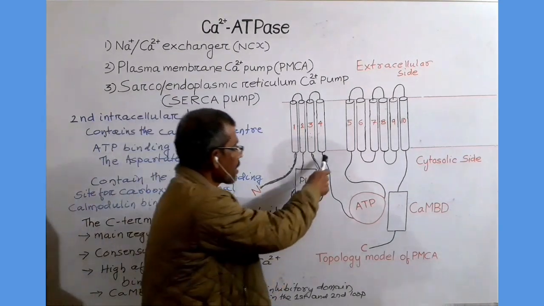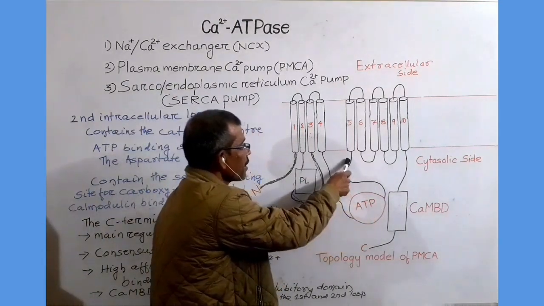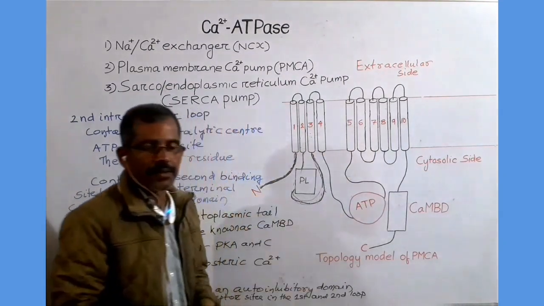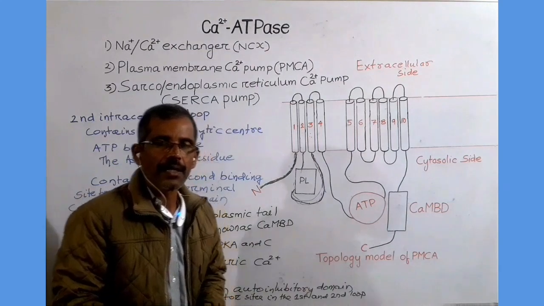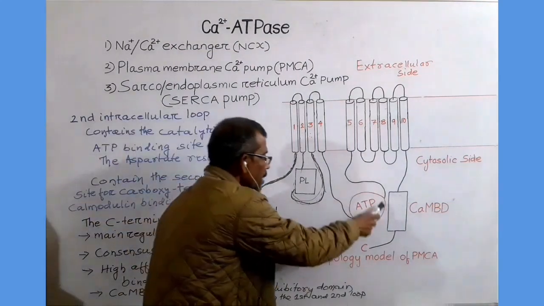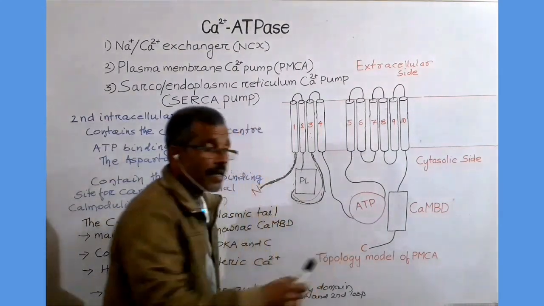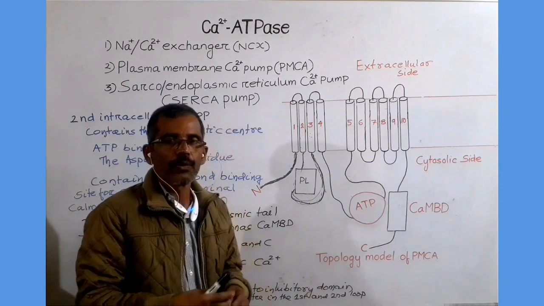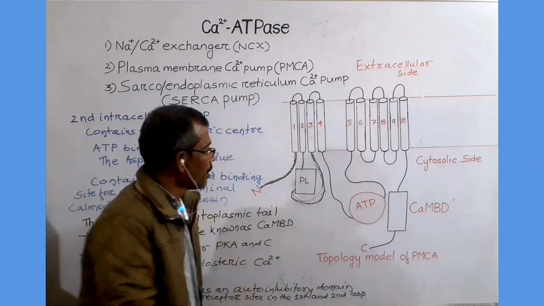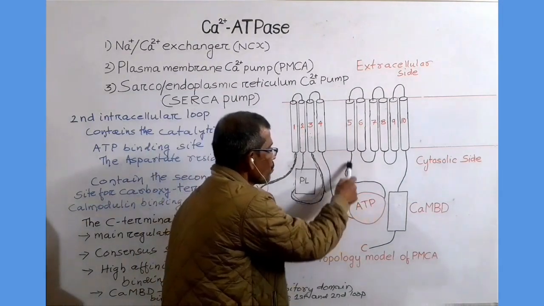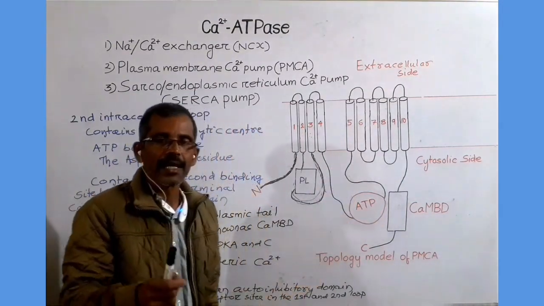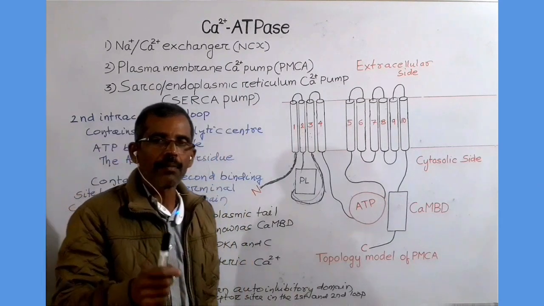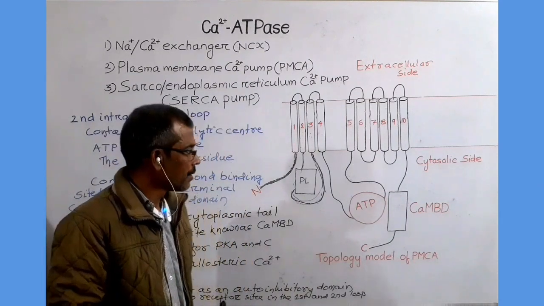The second intracellular loop connecting transmembrane domain 4 and 5 contains the catalytic center that includes an ATP binding site and an aspartate residue that is phosphorylated during the course of action. This intracellular loop also contains a second binding site for the carboxyl terminal calmodulin binding domain.